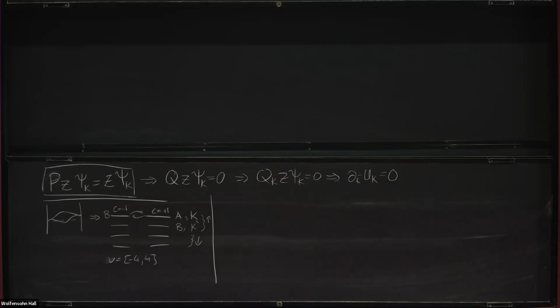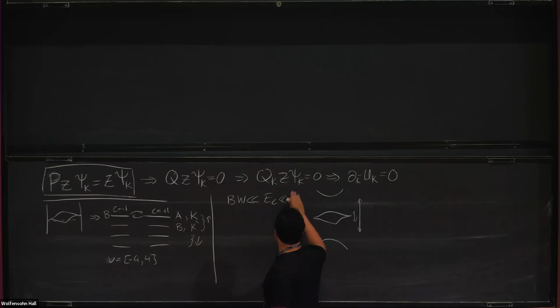In the following, I'll assume a certain hierarchy of scales in the problem. As we said, to get strong correlations, we need to be close to the magic angle, which means we have flat bands. So I'll always assume that the bandwidth is much smaller than the interaction scale, which I call EC. This is the bandwidth, and I'm assuming this is the interaction scale. And then I'll also assume that the interaction scale is much smaller than the gap to the remote bands.